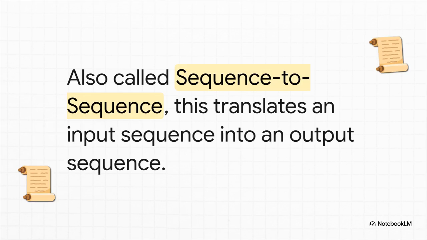And that brings us to our last major blueprint, many-to-many. You'll often hear this called a sequence-to-sequence model, or seq-to-seq for short. This is your go-to when your input is a sequence and your output is also a sequence, and they don't even have to be the same length.